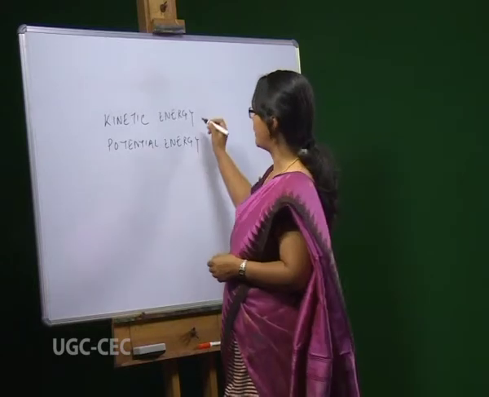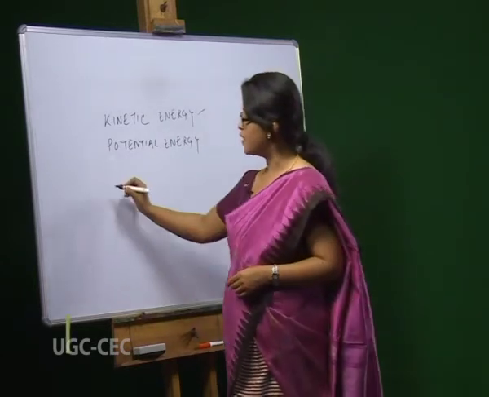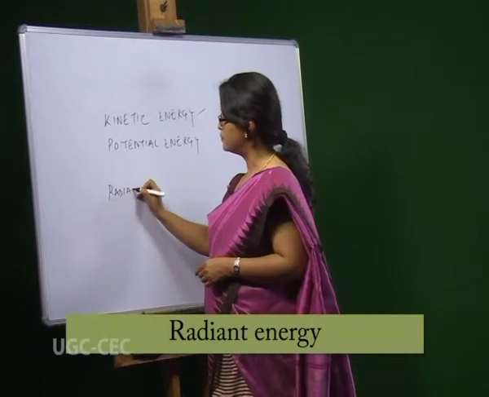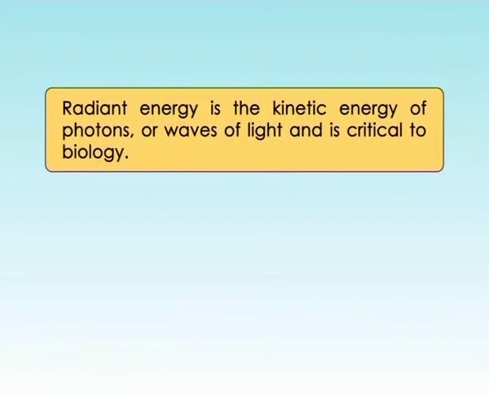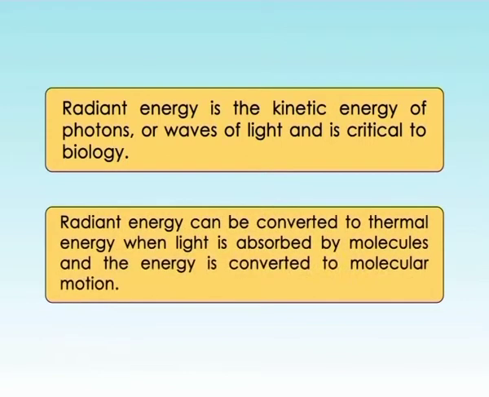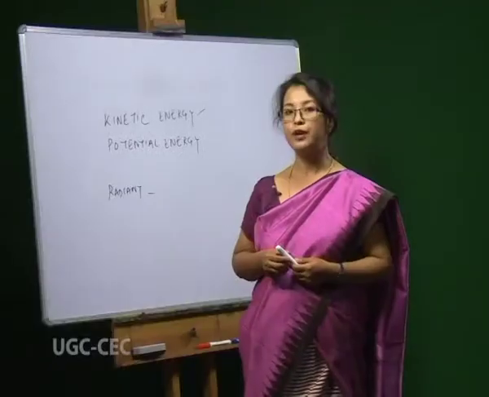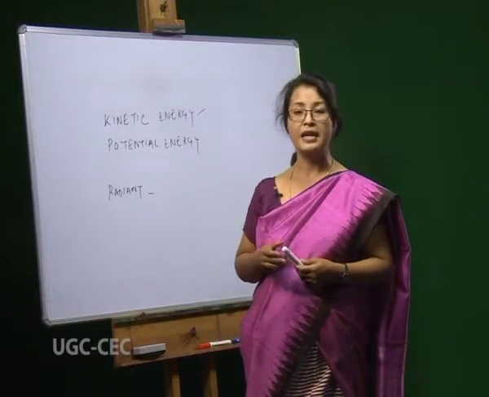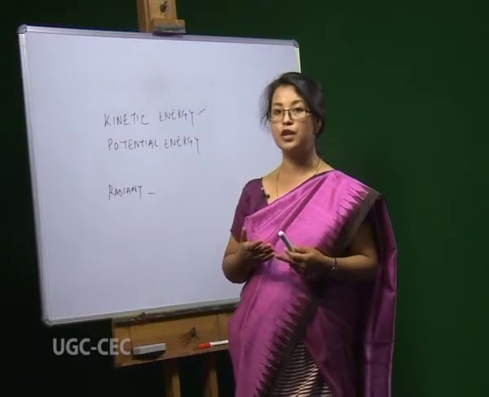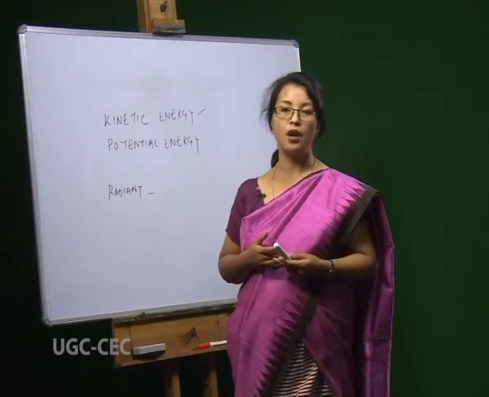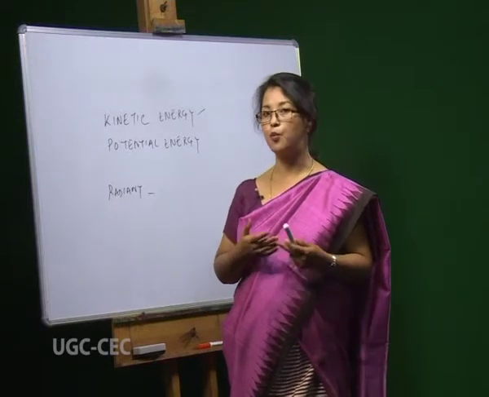Let's look at examples of kinetic energy. One is radiant energy. Radiant energy is the kinetic energy of photons or waves of light and is critical to biology. Radiant energy can be converted to thermal energy when light is absorbed by molecules and the energy is converted to molecular motion. Radiant energy absorbed by molecules can also change the electronic structure of the molecules, moving electrons into higher energy orbitals where it can be later recovered to perform work.